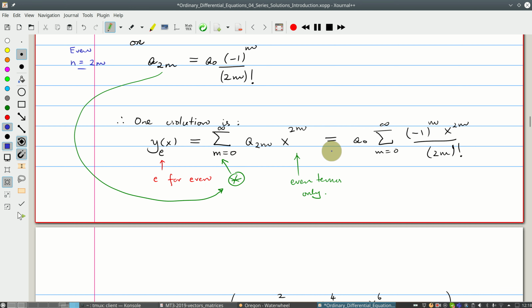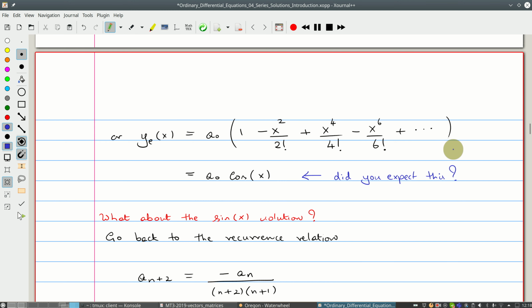Right. And then we put in the expression for a2m. That's a0 times this thing. So we bring the a0 out. Then it's a0 times the sum, m goes from 0 to infinity, of minus 1 to the m, x to the 2m divided by 2m factorial. And this is the function you know, because if you write it down, it's a naught times 1 minus x squared over 2 factorial plus x to the 4 over 4 factorial, etc. And this is none other than the cosine of x. And you should have expected this, I hope. So we have the even solution is a naught times the cosine of x.